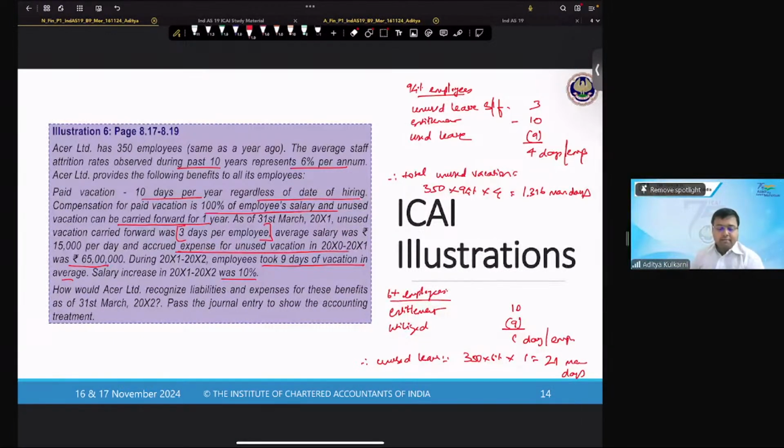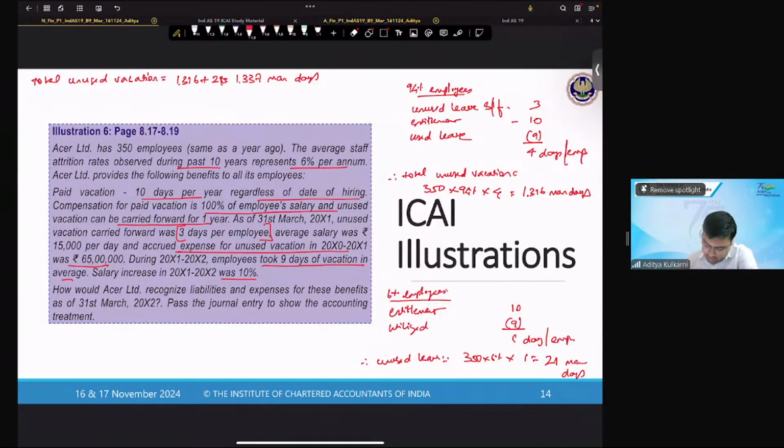Yes, 21 man days. So what is your total unused vacation? Is equal to 1337 man days. 1337. That's perfect. I'm only assuming that you are not seeing the solution from the study module. Okay. And I'm right in assuming that. Okay. So 1337 man days.